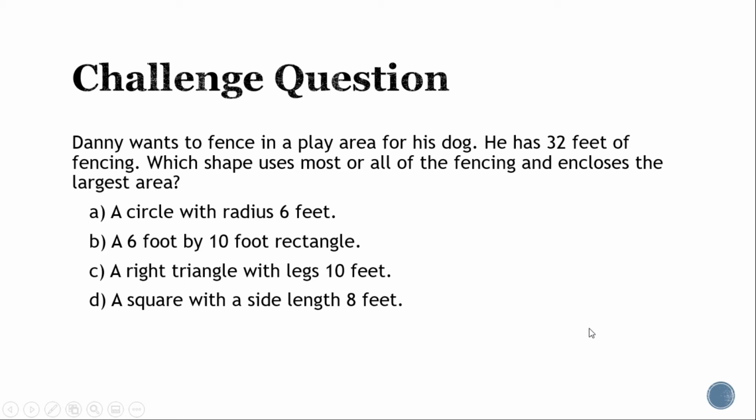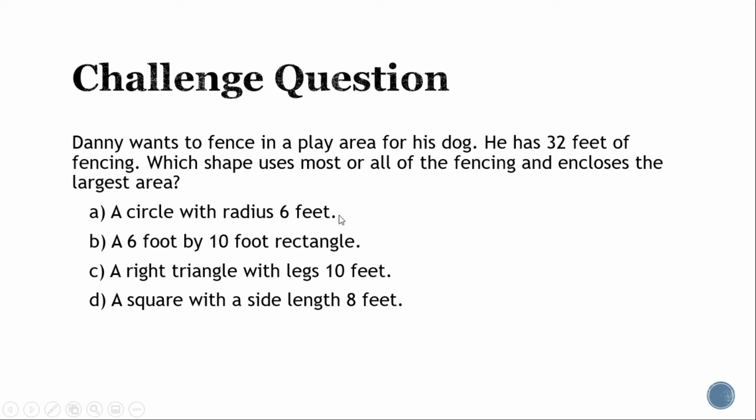Challenge question. Danny wants to fence a play area for his dog. He has 32 feet of fencing. Which shape uses most of all the fencing to enclose the largest area? A circle, a rectangle, a right triangle, or a square? With the two-dimensional shapes, I want you to consider it is 32 feet of fencing, okay? Which one would enclose the most space? Okay, we'll come back to that. I'll give you a couple seconds if you want to pause to test this out.